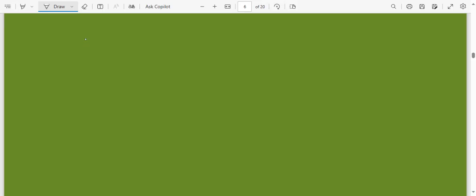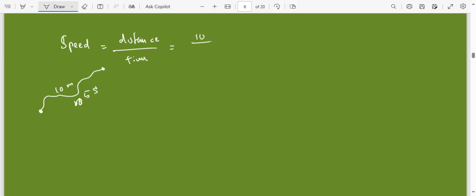Now when it comes to these motions, there are some more terms we have to discuss. One is speed. Let's say the distance along a path is 10 meters, and a person takes 5 seconds to go from the starting point to the end point. Speed simply means distance divided by time. In this case, distance is 10 divided by 5, and the answer is 2.